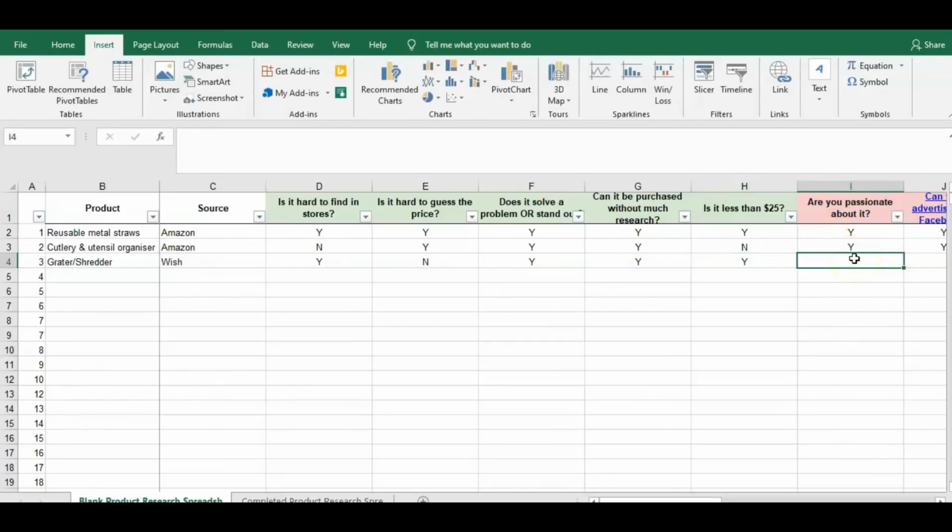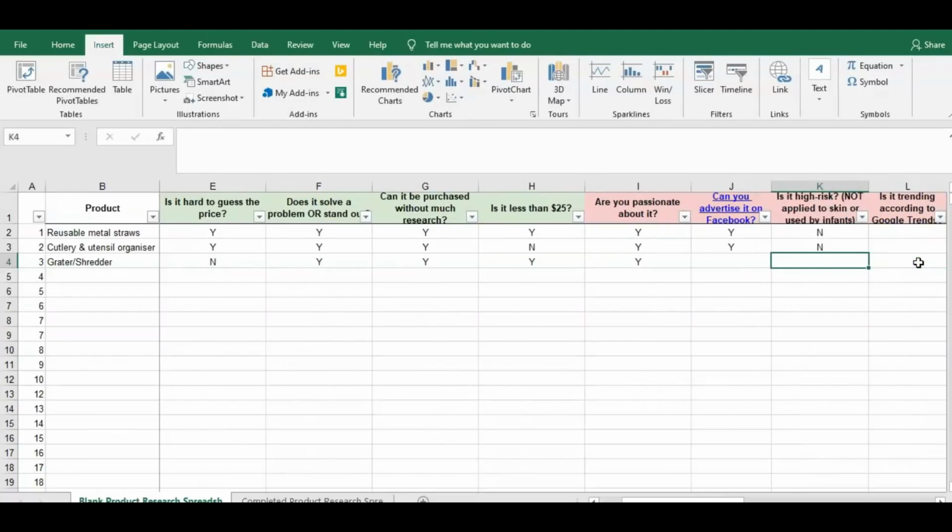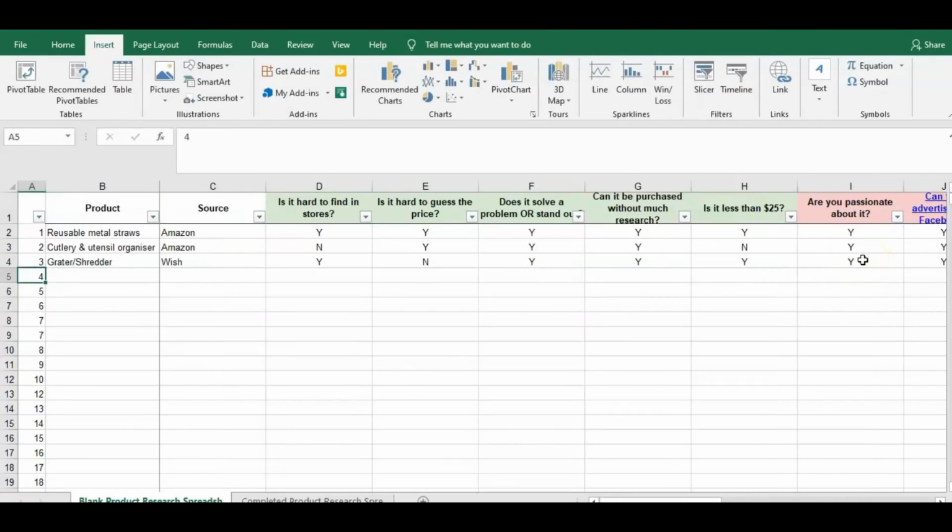Am I passionate about it? I could say, well, I'm excited about it. I wouldn't say I'm overly passionate about it, but of course it falls into the category that I'm interested in. And then, yes, I can advertise it on Facebook. Whether or not I would advertise it on Facebook, I'm not too sure. It might be more something I would advertise on Instagram. It's obviously not high risk. I don't know if it's trending at this point because we haven't checked Google Trends. Okay, so that's the grater and the shredder that I've put there from Wish.